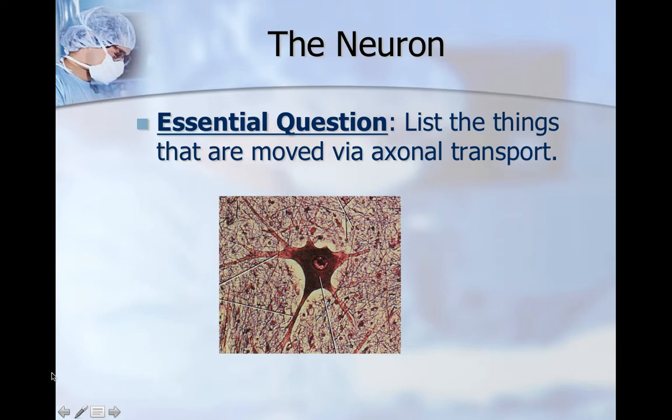All right, get your notebook out, write this down in the input side, which is the right-hand side of your notebook. And here's your essential question to be thinking about as we go through these notes. List the things that are moved via axonal transport. As we go through the notes, we're going to be learning about this and discussing this. So pay attention as you go through there and go back and answer this question.